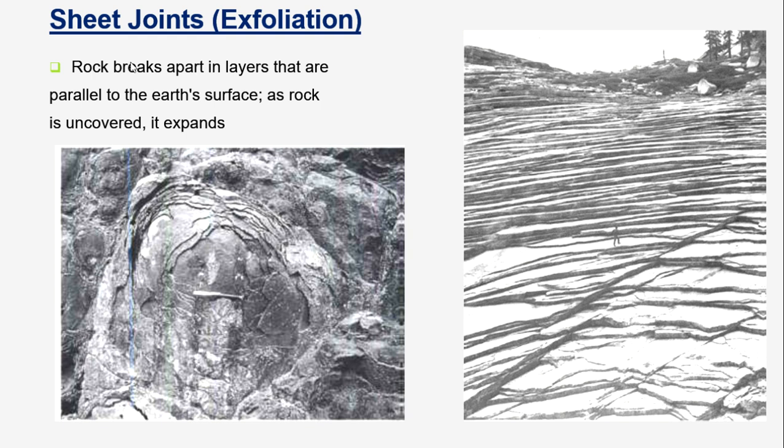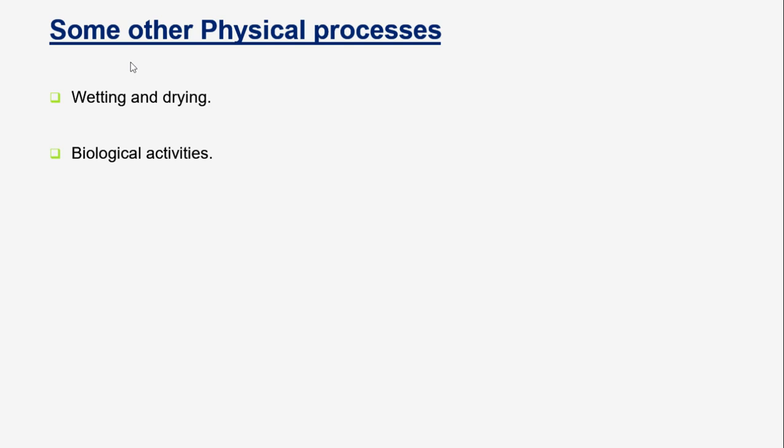The other process that is very similar to stress release is the sheet joints or the exfoliation. Exfoliation is the peeling off of larger curved surfaces or slabs of rocks from the weathered surface of an outcrop. Thus, the first step is again the stress release. The stress release may create the initial fractures, which will be further widened and result in exfoliation.